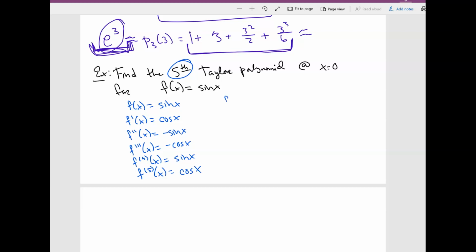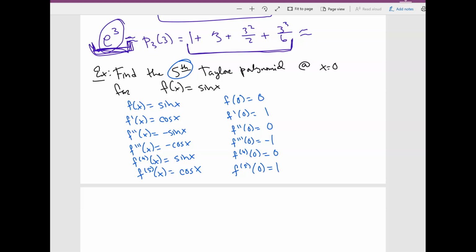Okay, and now what we're going to do is use your calculator and plug this in radians. So you're going to get 0 for this one. You're going to get 1 for this one. For the second derivative, there's going to be 0. Take the third derivative, I'm going to get -1. Take the fourth derivative, plug in 0, I'm going to get 0. And take the fifth derivative, plug in 0, I'm going to get 1.